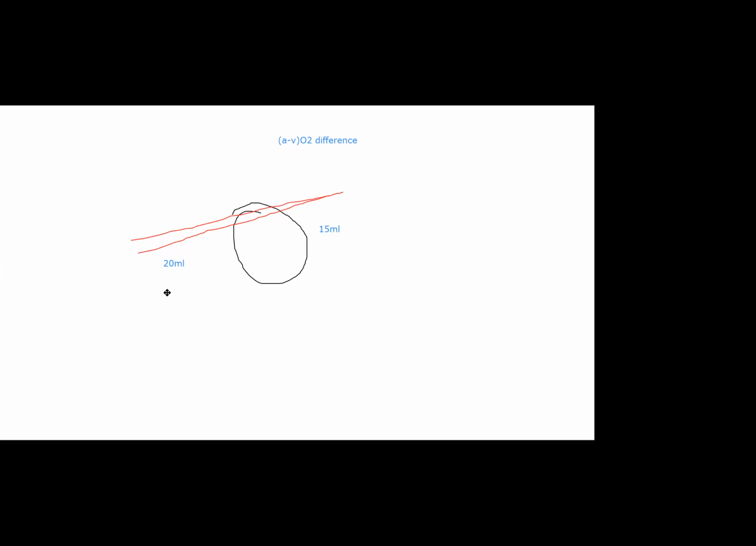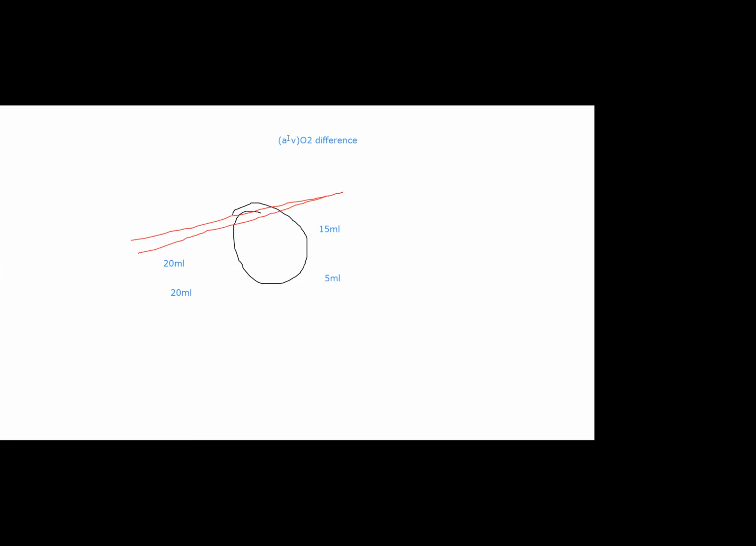If we have the same 20 milliliters of oxygen coming in, but only 5 milliliters of oxygen coming out, how much oxygen did the muscle consume? 15 milliliters. So as AV O2 difference goes up, it means that the muscle consumed more oxygen. As exercise intensity increases, AV O2 difference increases, because that means the muscle's consuming more oxygen.